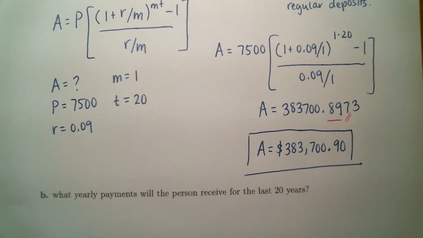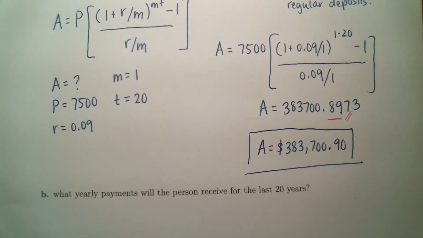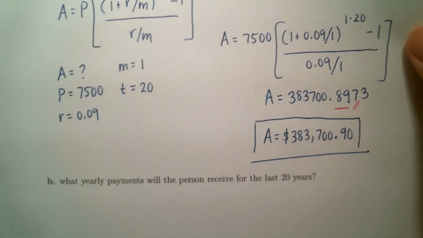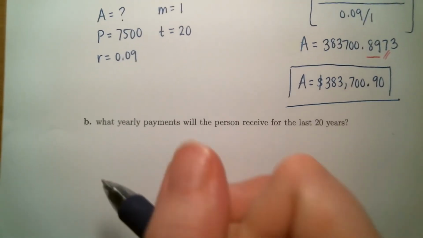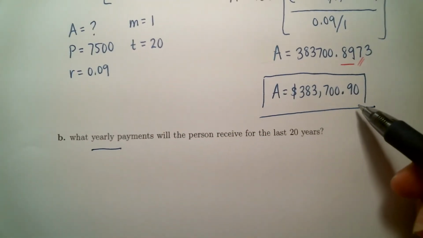Now part B. The person retires, so they're going to start receiving payments. They're going to receive yearly payments out of this retirement account.